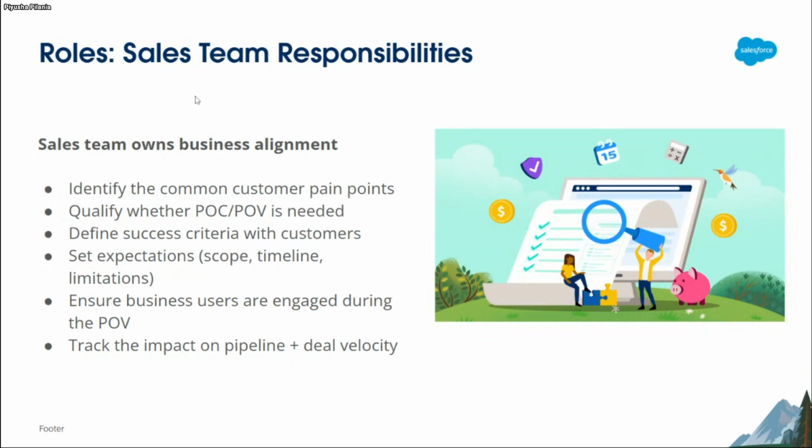Now let's talk about the role of the sales team. So the sales team essentially helps the tech team figure out or identify the common customer pain points which they have been seeing across their customers. So they might have sold a certain number of deals, and they might be able to figure out what the majority of the customers are looking for.